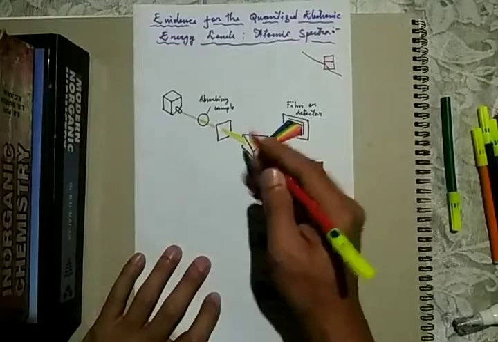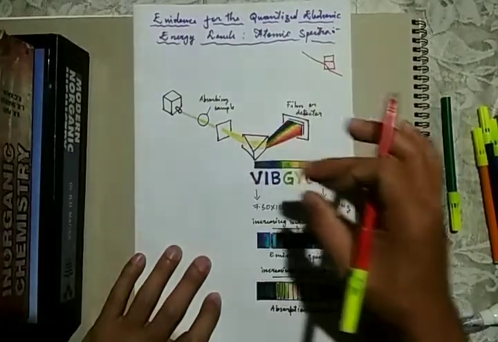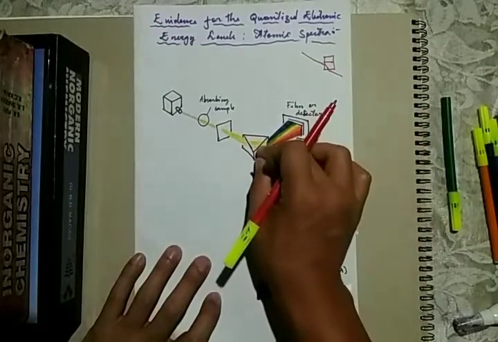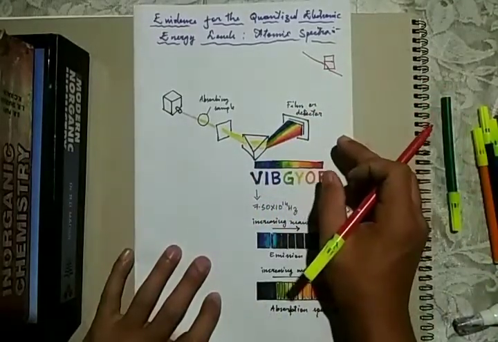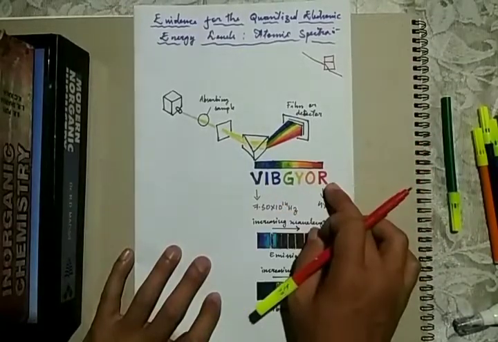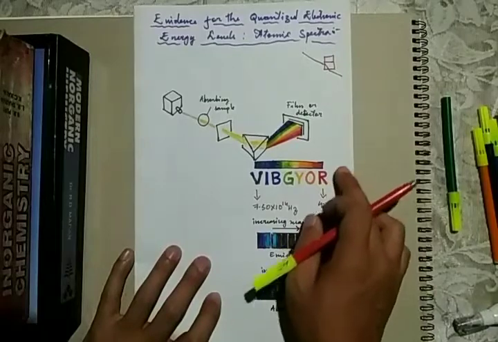we can see that it gets deflected, and then it gives a spectrum of colors, known as VIBGYOR: violet, indigo, blue, green, yellow, orange, and red.